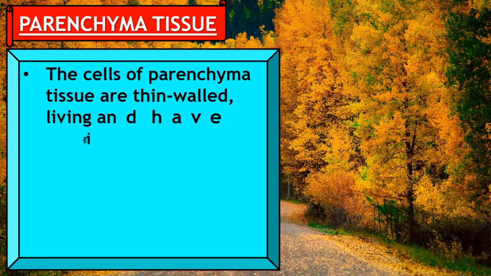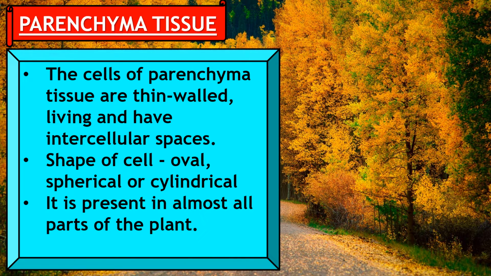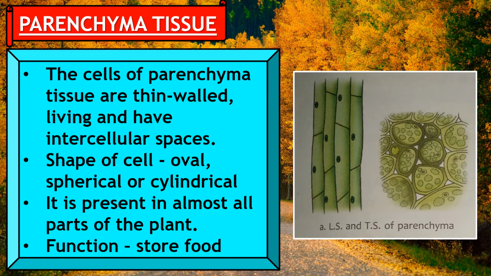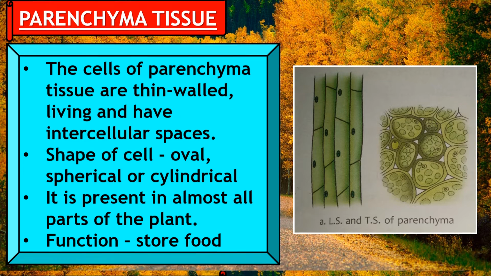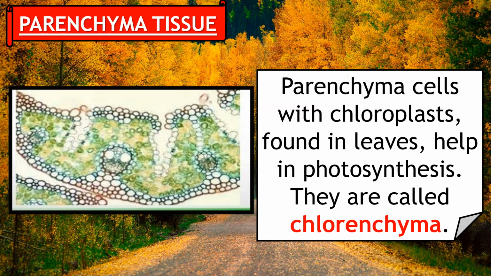The cells of parenchyma tissue are thin-walled, living, and have intercellular spaces. The shape of the cells may be oval, spherical, or cylindrical. Parenchyma tissue is present in almost all parts of the plant. The main function of parenchyma tissue is to store food. Parenchyma cells with chloroplasts found in leaves help in photosynthesis. They are called chlorenchyma.